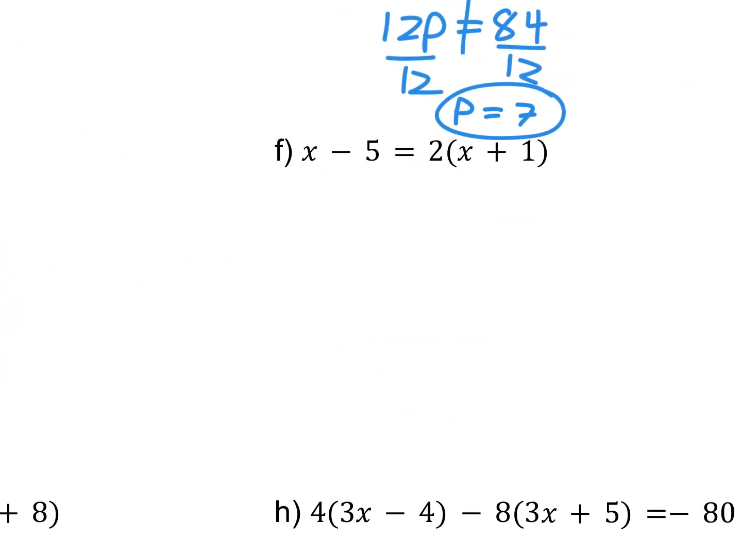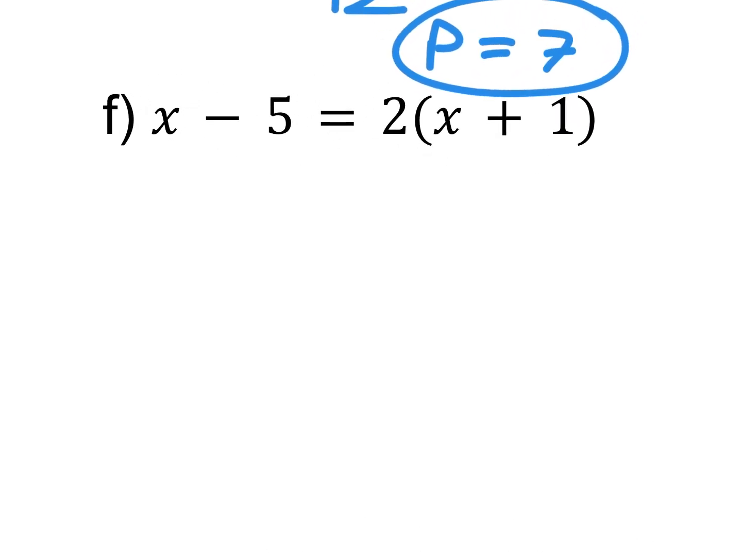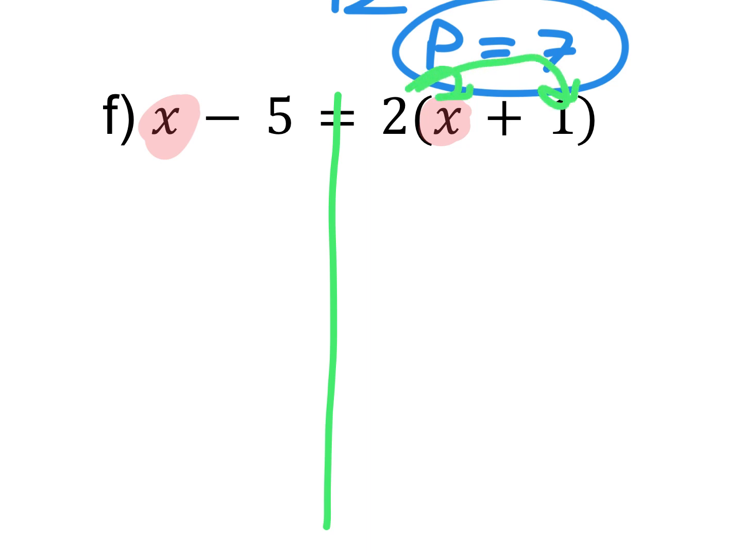All right, moving on to problem F. Another similar problem. We can already tell we're going to have to distribute, but notice the difference. I see x as a variable on this side, but I also see x as a variable on this side. Interesting. Draw a line through the equal sign. We need to get all of our variables on the same side. Before we do that, let's go ahead and take care of the distribution. We have a 2, and we need to distribute that to both parts of the parenthesis. So 2 times x is just 2x.